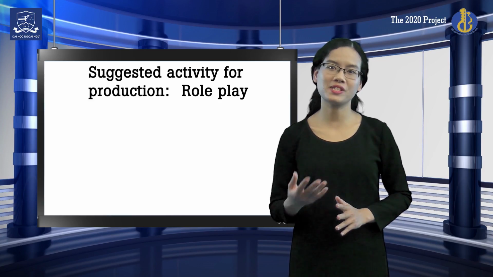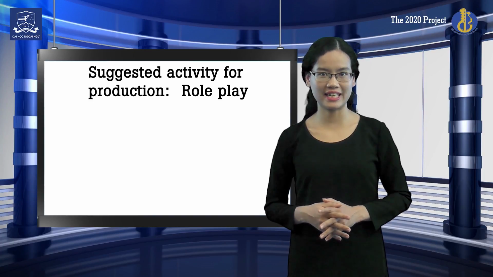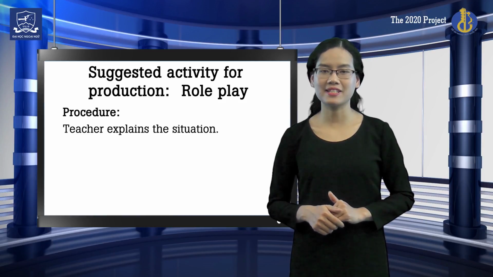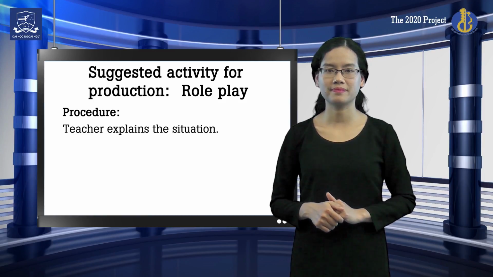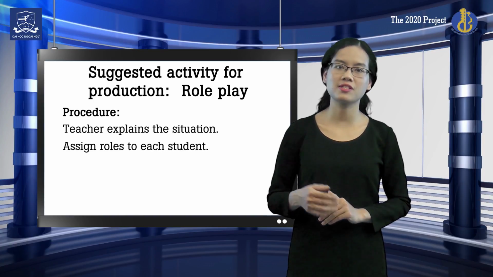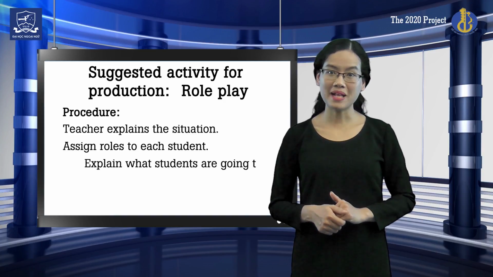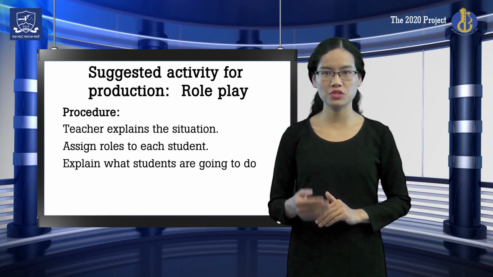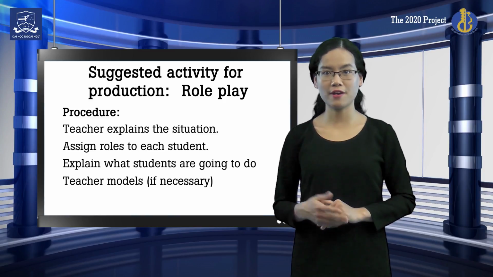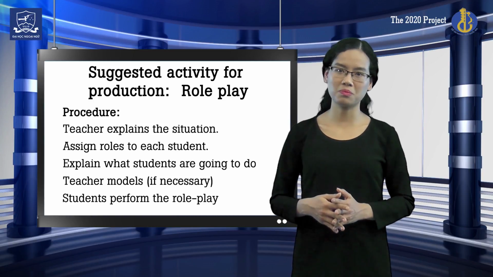Here is the simple procedure to follow in conducting a role-playing activity in class. First, the teacher explains the situation. Then, the teacher assigns roles to each student. Next, the teacher explains what students are going to do. After that, the teacher models if necessary. And finally, students perform the role play.